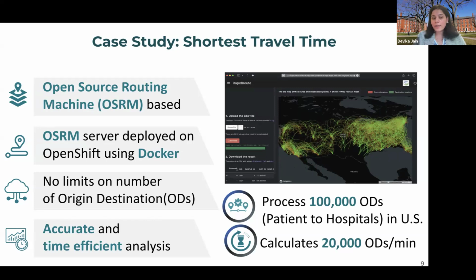And it is quite accurate, and the results are very similar to what you will get in Google. And it is quite time efficient because of the cloud infrastructure we have used, and because of Docker and other optimizations that have been done. This can allow you to calculate up to 20,000 ODs per minute. So it's a fast and efficient solution.